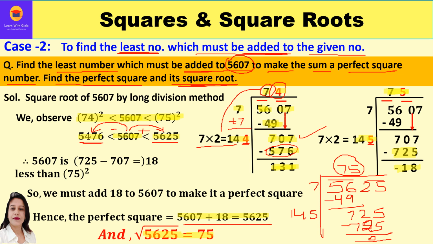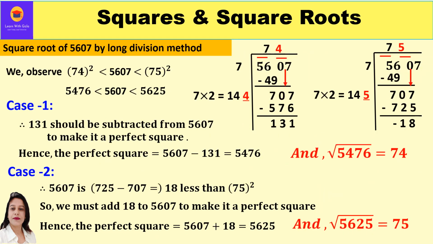So this is how we have solved the second case, and we have found the number that should be added to the given number to make it a perfect square number. So 18 was the number which we had added. Okay, so this is clear. Now let me explain both the cases together. So the same number 5607, we have to see what should be added to this number and what should be subtracted from this number so that it becomes a perfect square number.